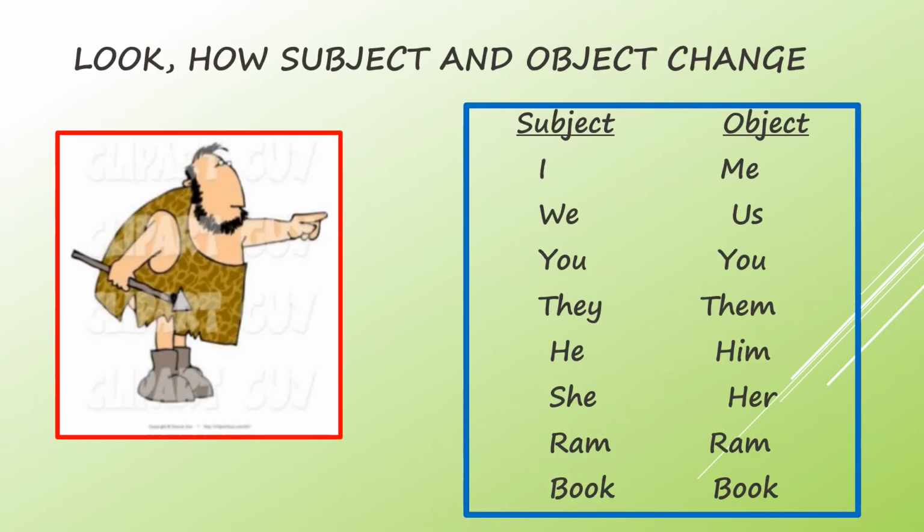Now, children, this is a table which will help you learn how subjective pronouns change into objective pronouns when we change active voice into passive voice. Subject of active voice will become object in passive voice. So, I will change to me. Then we changes to us. You remains the same. They becomes them. He becomes him. She becomes her. Ram, the name of course will not change. Book, which is a noun, will remain the same.